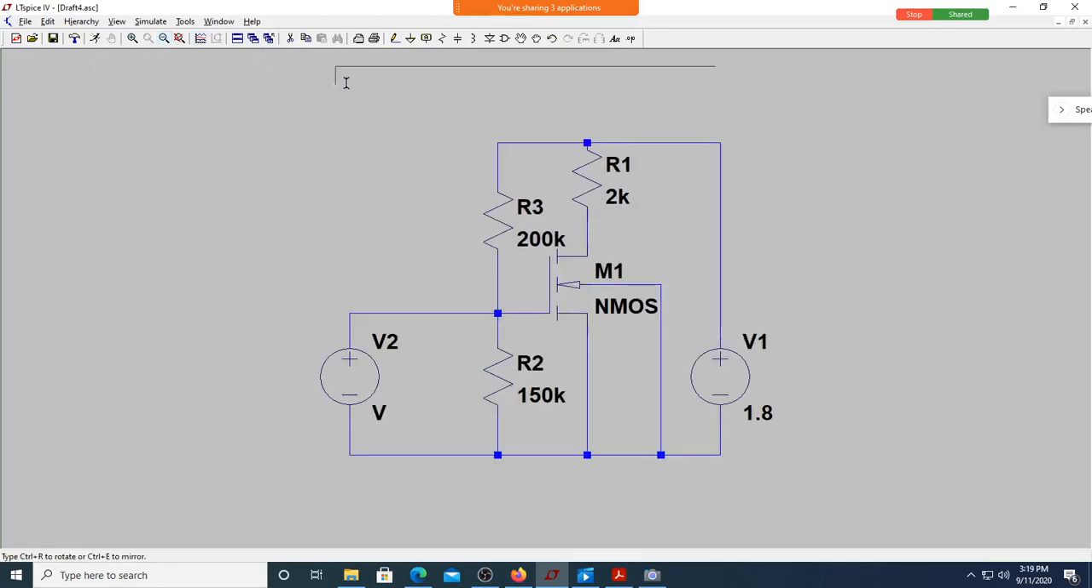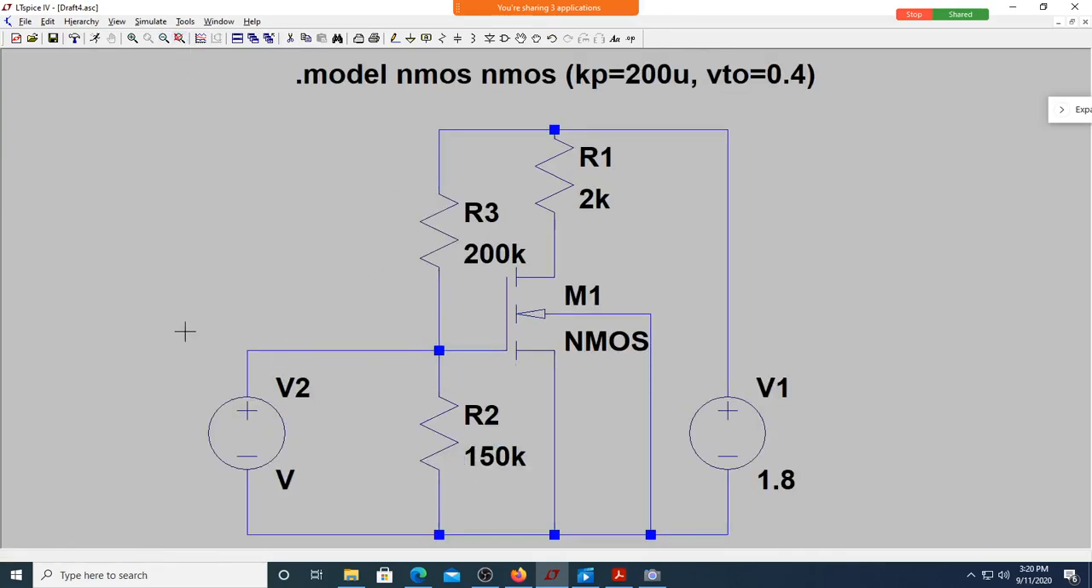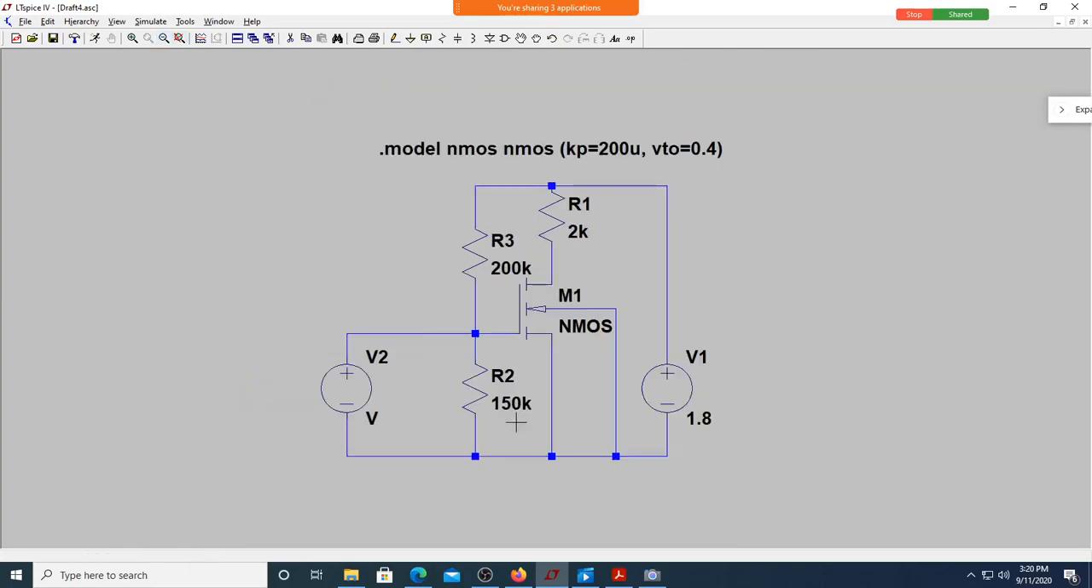So let me slightly minimize this, put it here. Then this is fine. What is missing in this circuit? Ground. Ground, perfect. So how do I get the ground? Type G, you'll get it. Done.